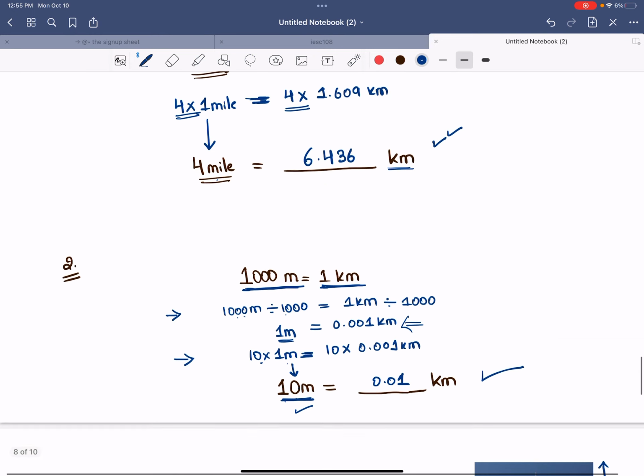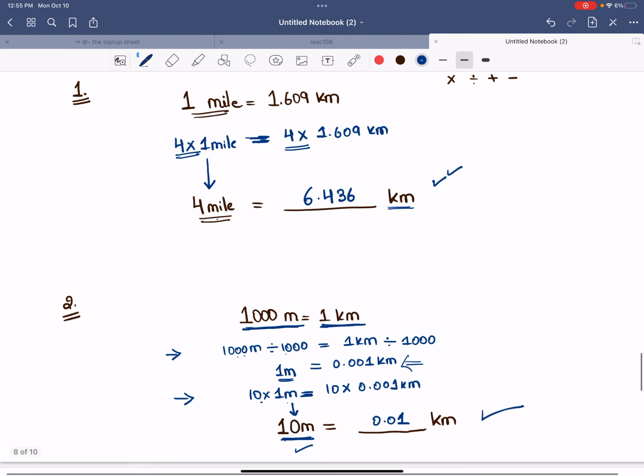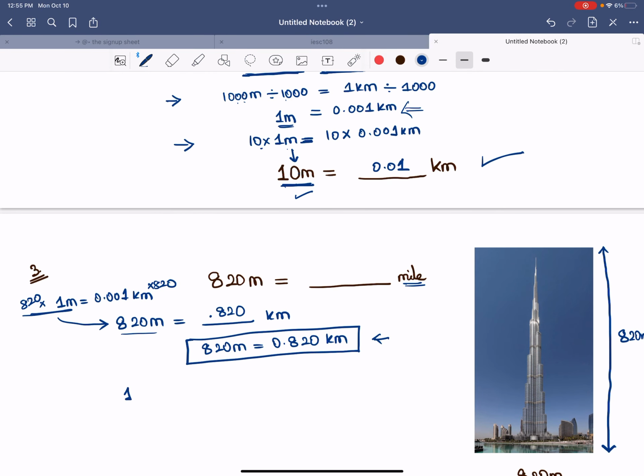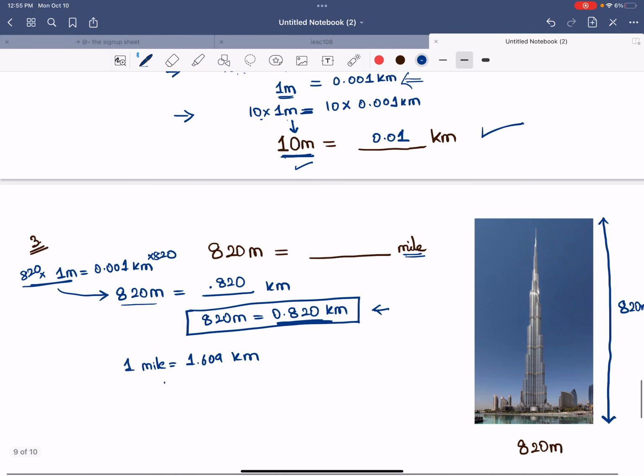What can I use from question 1 for that? I know a mile is 1.609 kilometer. So what I know is 1 mile is 1.609 kilometer. Now my target is to convert this number into miles. So 1 mile is this many kilometers. I can reverse this order and just write 1.609 kilometer is equal to 1 mile. Same thing. I just switched the sides.